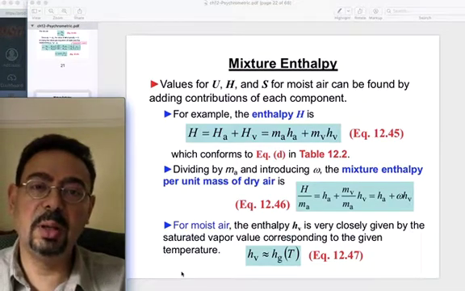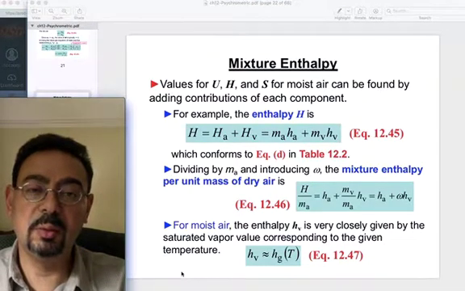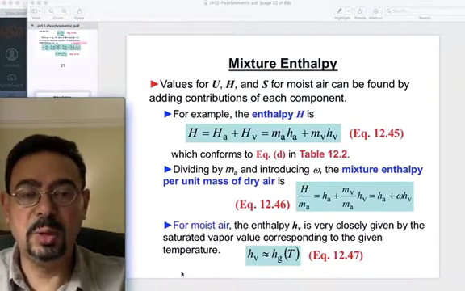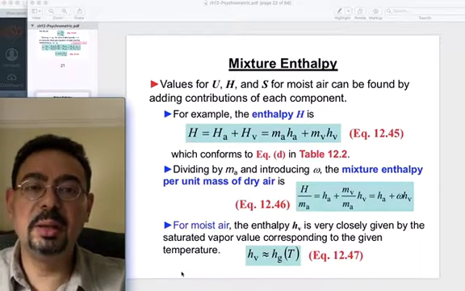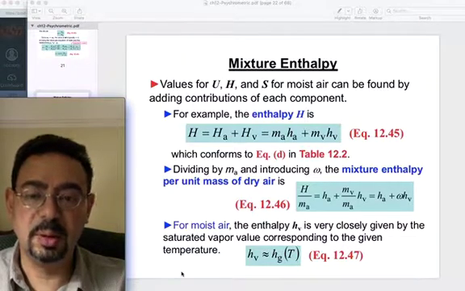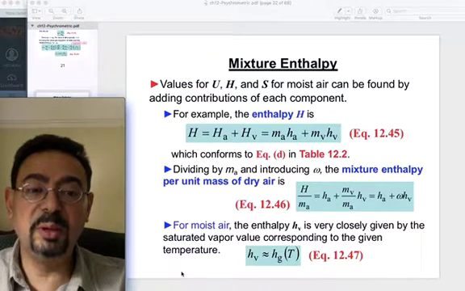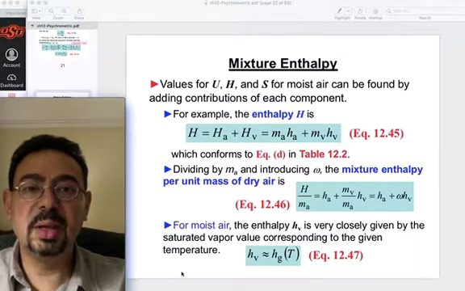Calculate phi and how we calculate omega. We calculate the relative humidity and the humidity ratio, and we can convert from one to the other. Next is to calculate the mixture enthalpy. One weird thing that will happen in the mixture enthalpy is how it is calculated.